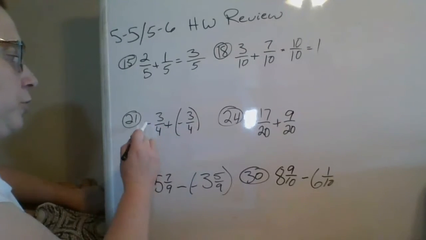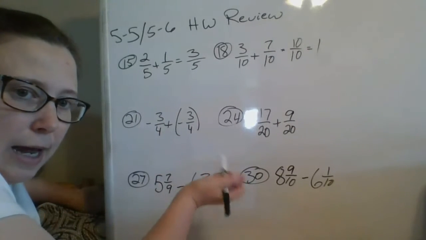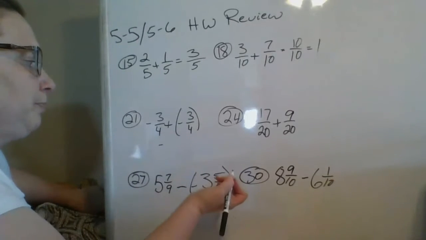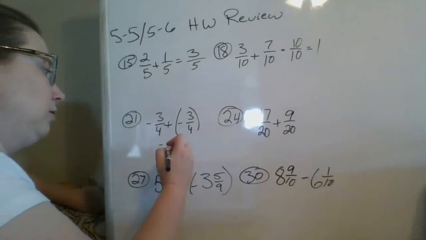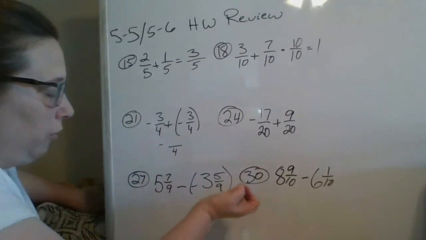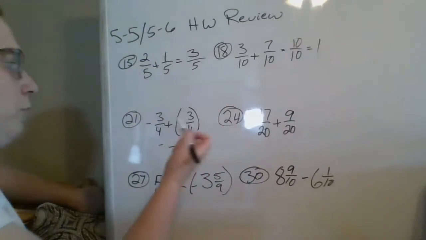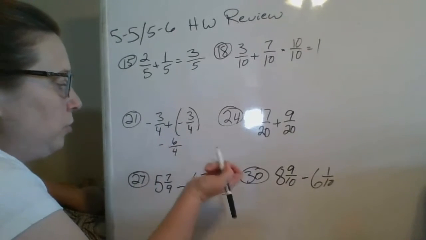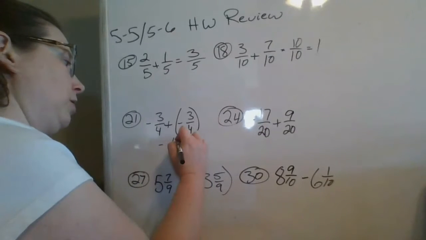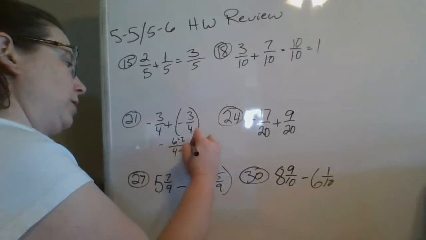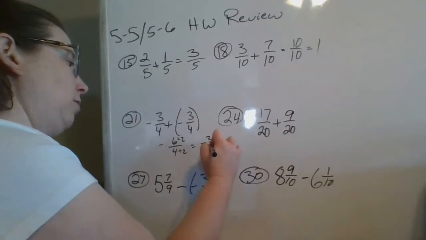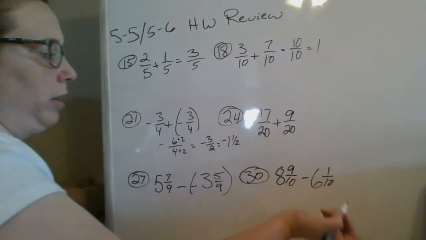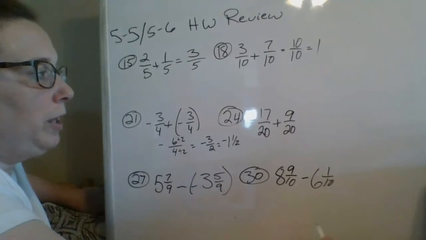Number 21, we have two negative numbers. So remember back to SADs, same signs add. So we're going to add these. Our answer will be negative. Denominators are 4, so in our answer it will also be 4. And then we think about 3 plus 3 is 6. We can both reduce and make this proper. So we're going to divide by 2 and say negative 3/2, and then we can make it proper and say negative 1/2.